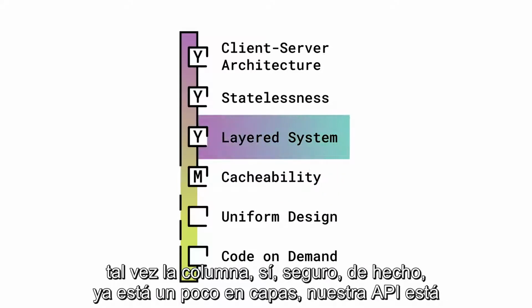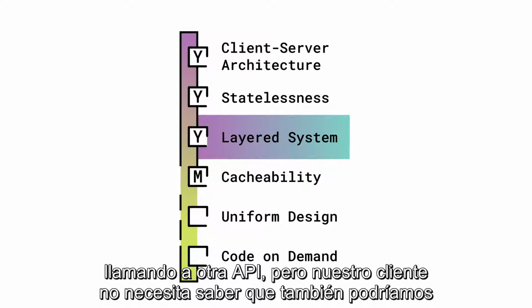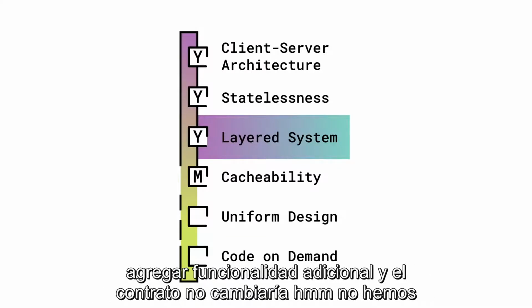Yeah, for sure, right? In fact, it's a little layered already. Our API is calling another API, but our client doesn't need to know that. We could also add additional functionality and the contract wouldn't change.